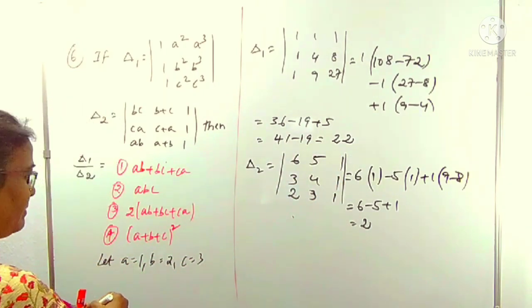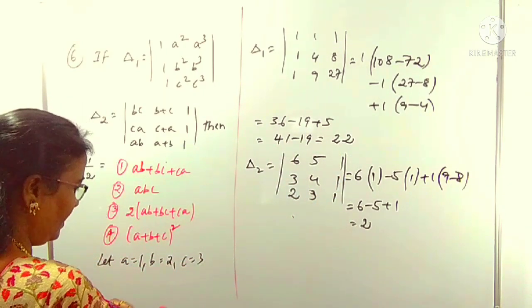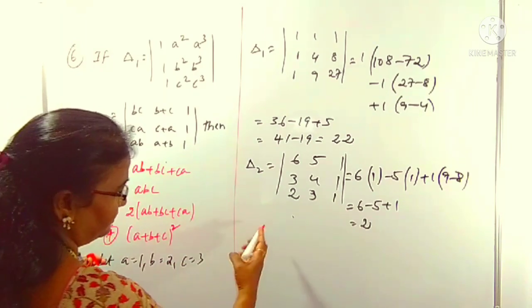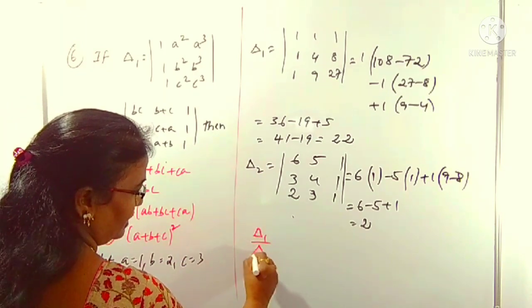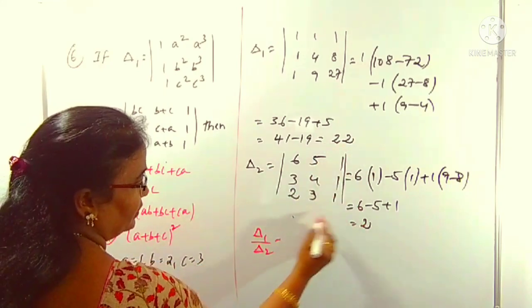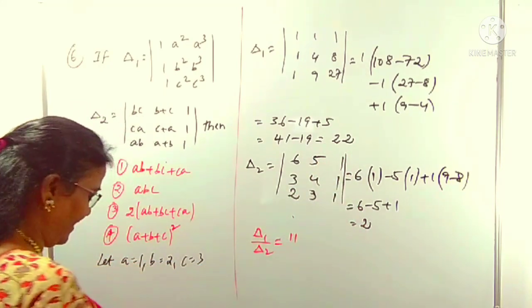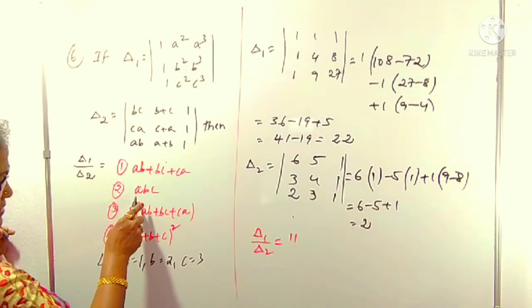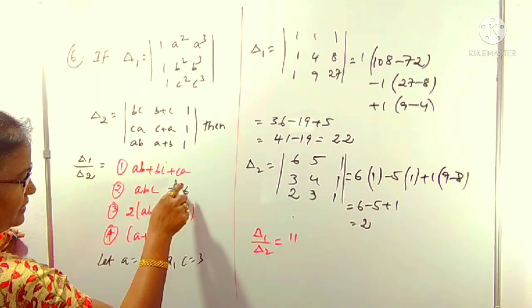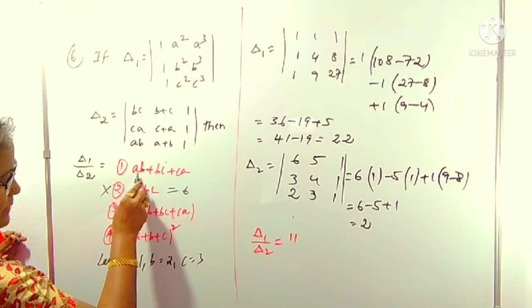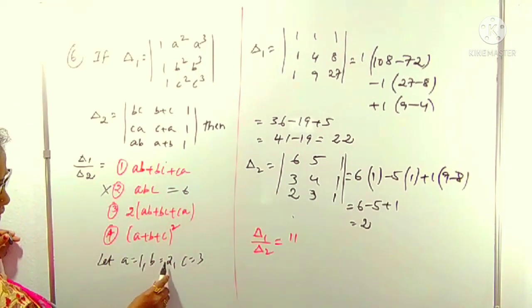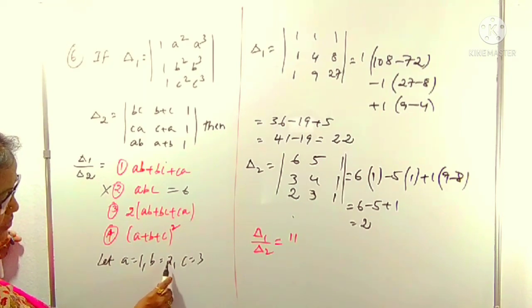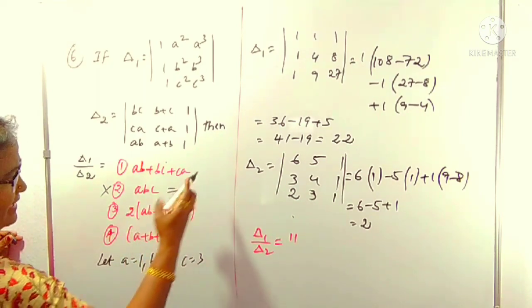Now we want delta 1 by delta 2. Delta 1 by delta 2 is clearly 22 by 2, which is 11. We got the value 11, so check which option is correct. This one is 1, 2, 3, 6, not 11. It's not correct. Here AB plus BC plus CA: 1 into 2 is 2, 2 into 3 is 6, 2 plus 6 is 8, 8 plus 3 is 11, right?